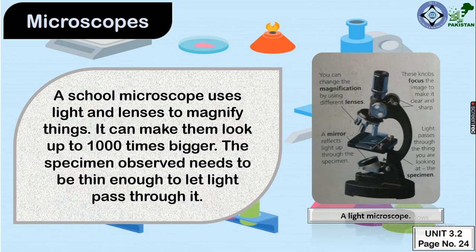A school microscope uses light and lenses to magnify things. It can make them look up to 1,000 times bigger. The specimen observed needs to be thin enough to let light pass through it.